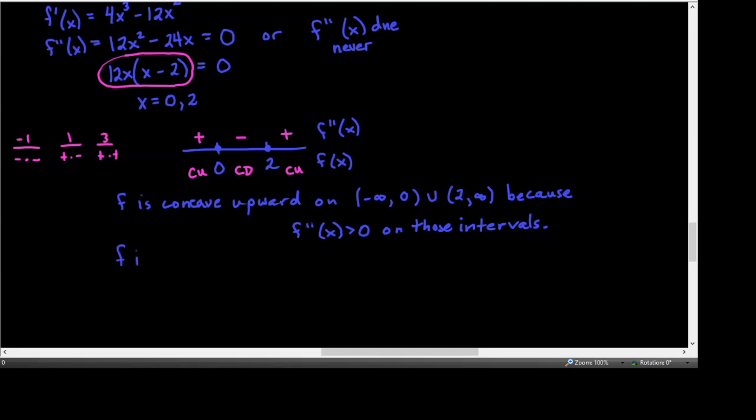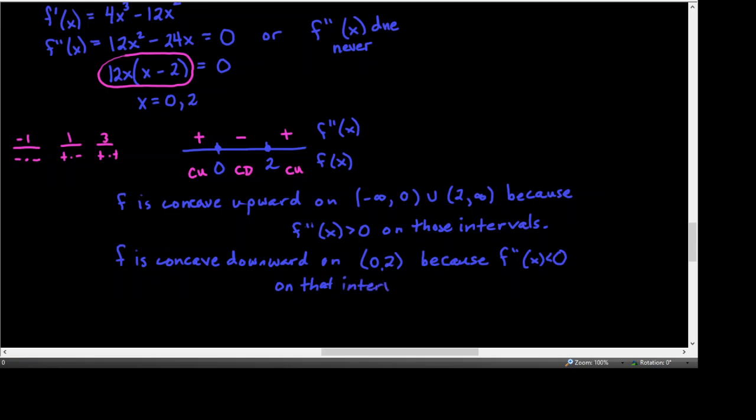On the other hand, f is concave downward on the interval 0 to 2. Again, why? It's because f double prime is negative on that interval. Okay, so we've addressed concavity.